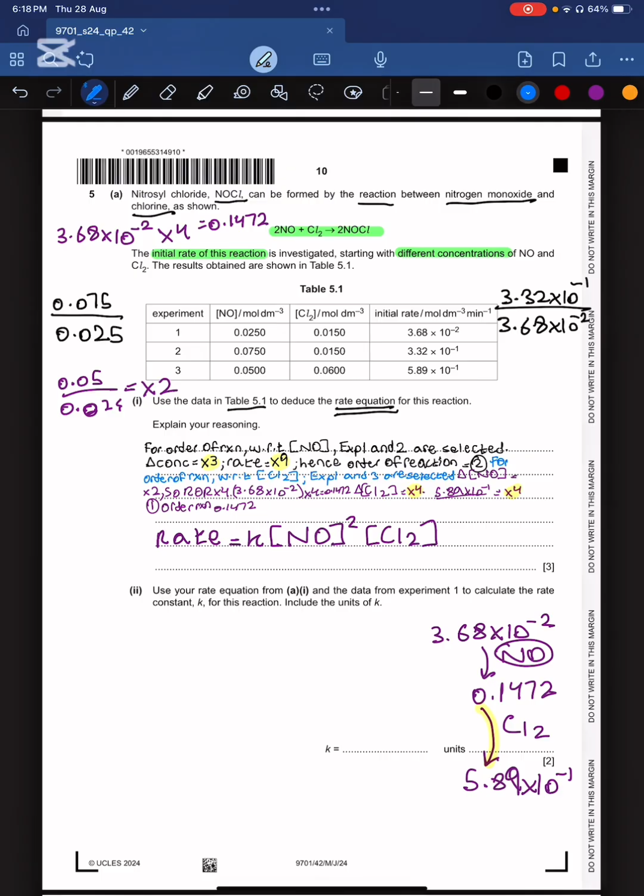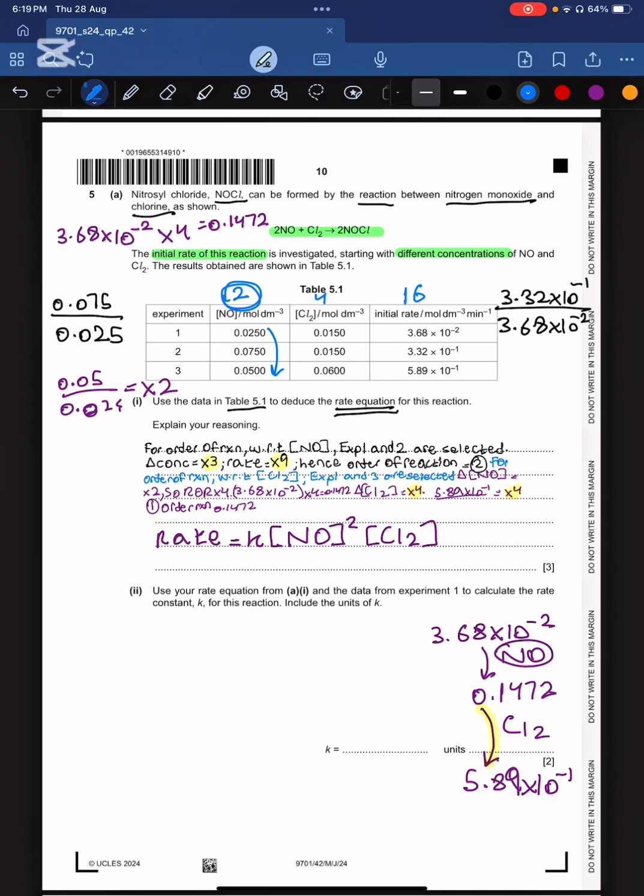The way I could have done this is to say that I know the order of reaction with respect to NO. The first step would be the same in both cases, which is second order. 0.05 divided by 0.025 would be 2 times. 0.06 divided by 0.015 would be 4 times. And then 5.89 times 10 power minus 1 divided by 3.68 times 10 power minus 2 would be 16 times.